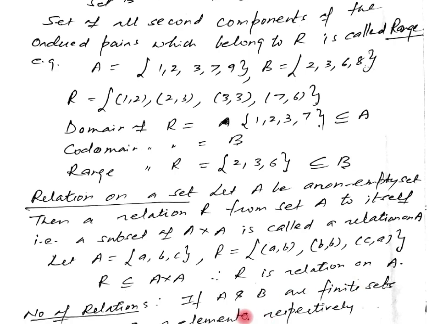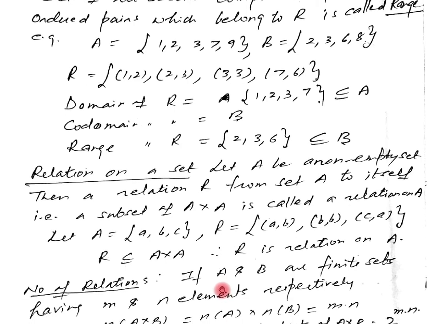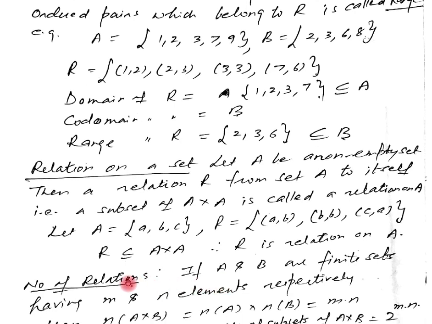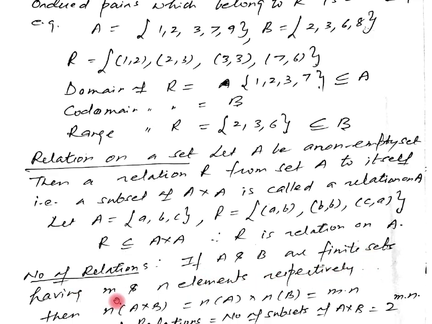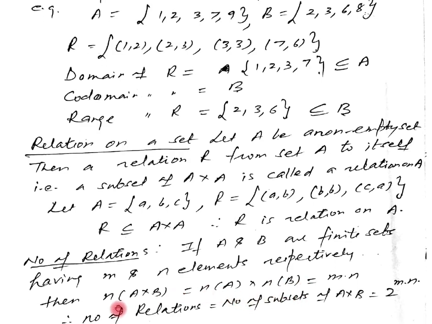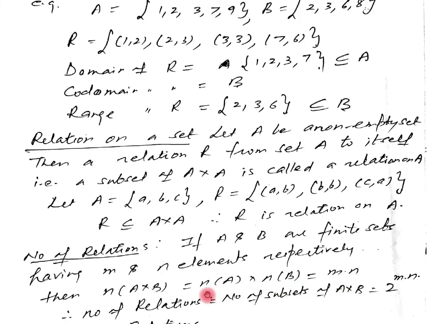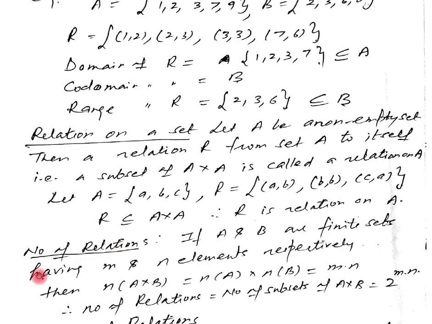Now here the topic is the number of relations. The relations themselves are subsets of A cross B. If A and B are two finite sets having m and n elements respectively, earlier we studied that the number of elements of A cross B equals number of A into number of B, meaning m into n. Now the relation itself is a subset. In 11th class we studied that the number of subsets of a set is given by the formula 2 raised to power n.